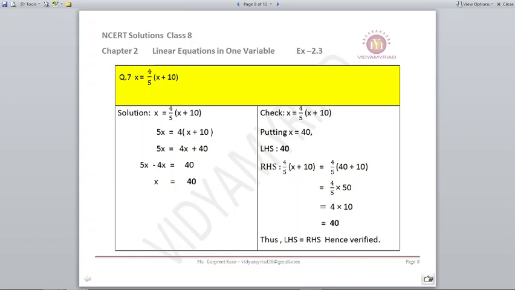On your right hand side you have 4 upon 5 (x plus 10). So x is 40. 40 plus 10 is 50. 4 upon 5 into 50. 5 and 50 are divisible. It comes 40. So left hand side is equal to right hand side.